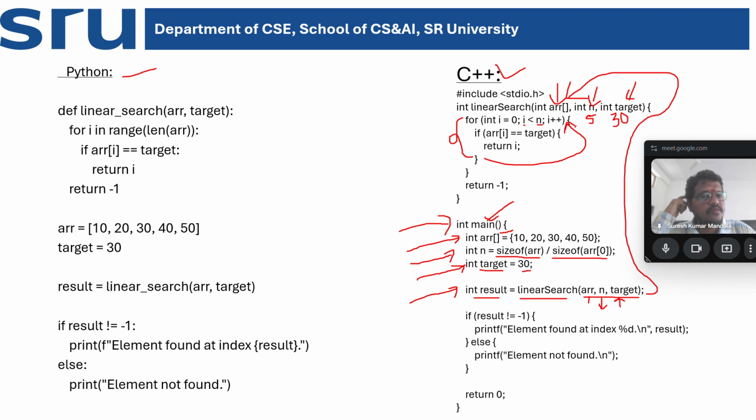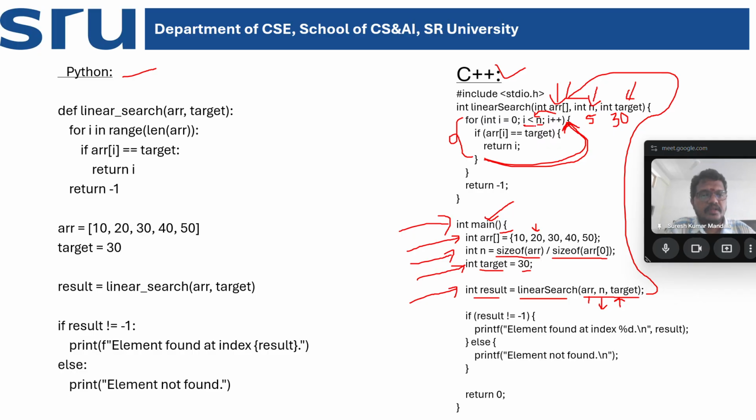I value becomes 1. Again the control goes back to the condition. I less than n means 1 less than 5. The condition is true. Again ARR of 1. What is the ARR of 1? That is 20. 20 is equal to the target value 30? No. Again the control jumps to the same I plus plus. I value now becomes 2.